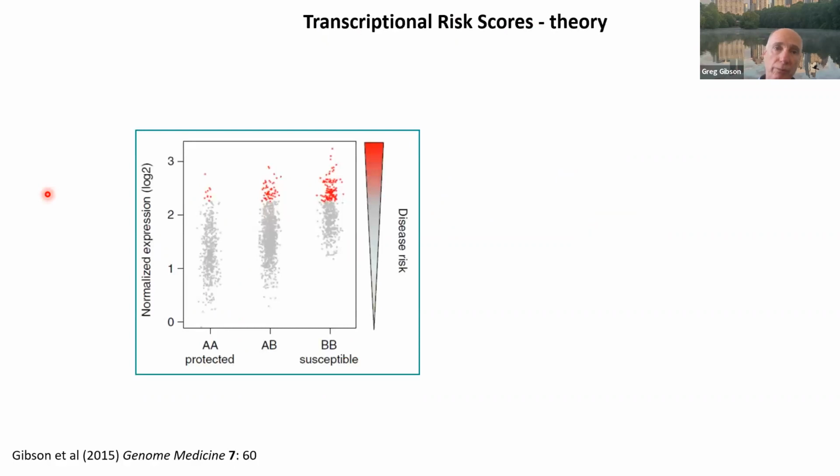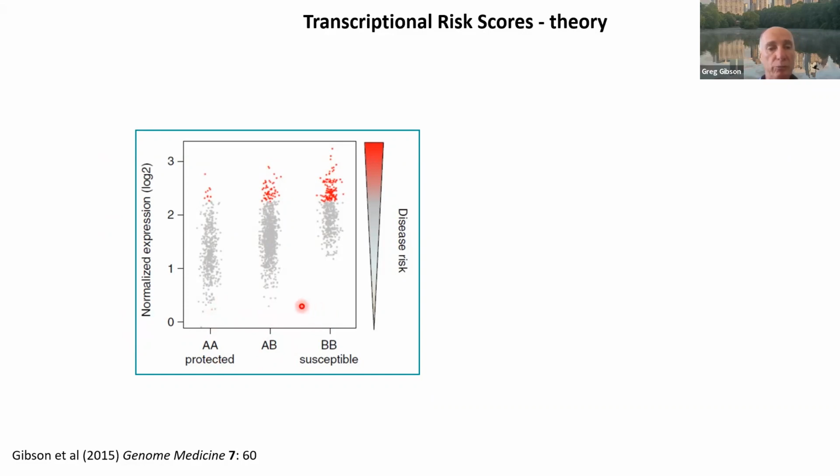I just wanted to finish up with one result from my group that illustrates one of the things we're interested in. Urko Marigorta and I published a review in 2015 arguing for this concept of a transcriptional risk score. It was followed up a few years later showing that it works in inflammatory bowel disease. So the idea is this: we want to understand how variants impact the trait.